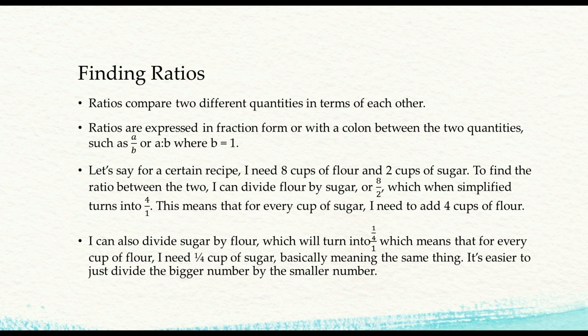This means that for every cup of sugar, I need to add 4 cups of flour, and that essentially is what a ratio is. I can also do it the other way and divide sugar by flour, which will turn into 1/4 over 1, which means that for every cup of flour, I need 1/4 cup of sugar. It basically means the same thing, however it's easier to divide the bigger number by the smaller number.